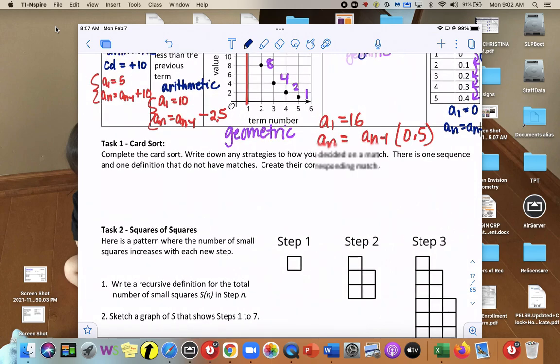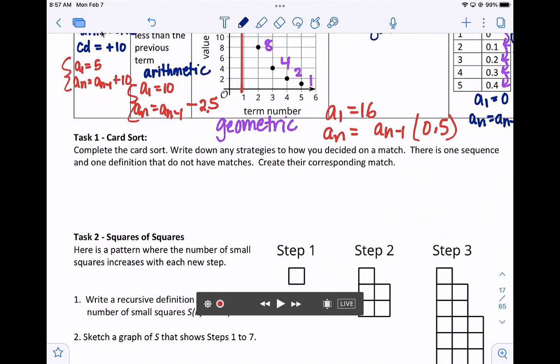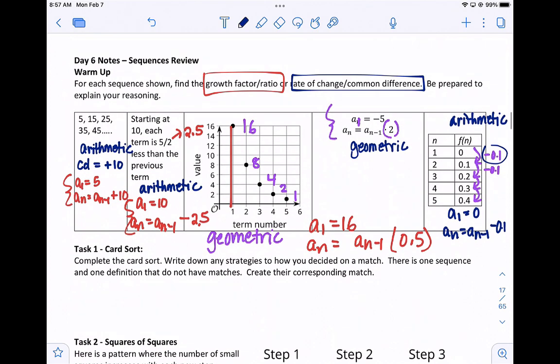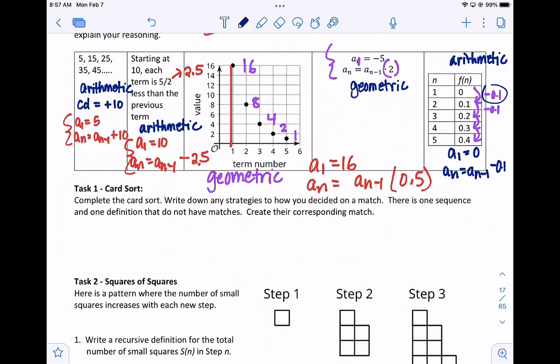So in class, we'll be taking a look at a card sort. We'll be doing the same type of thing at our tables, which is I'll give you some sort of sequence in one of these different representations, and you have to figure out if it is arithmetic, geometric, and can you match it up with its recursion.